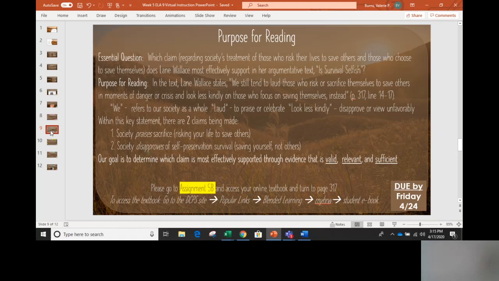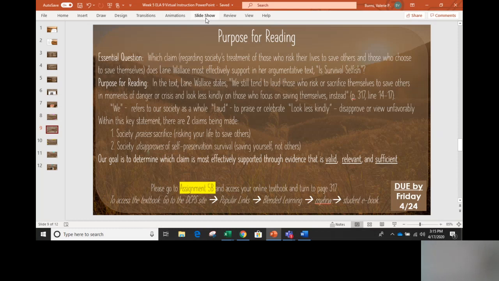Okay, so let's look at the graphic organizer that we are going to be using here. But before we do that, I want to just kind of set this purpose for reading. Remember, we always want to make sure we know why we're reading. So let's clarify the larger question that we need to understand while we're reading our text. Okay, remember that the text is called Is Survival Selfish?